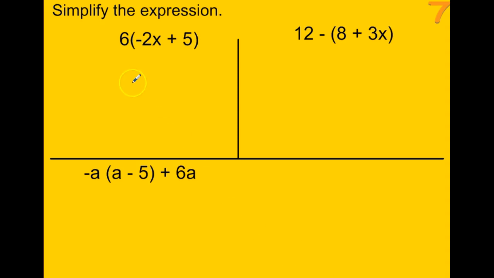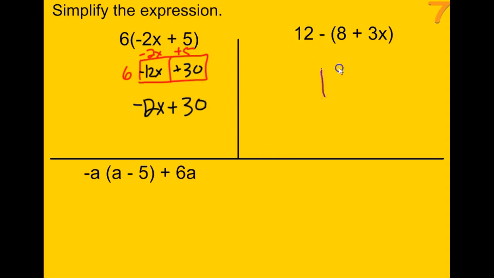So, a quick review of distributing. If you have a big set of parentheses here, we know to distribute or draw a box. On front we have a 6, and then we have negative 2x plus 5. So 6 times negative 2 is negative 12, and there's an x. 6 times 5 is 30. So we have negative 12x plus 30.